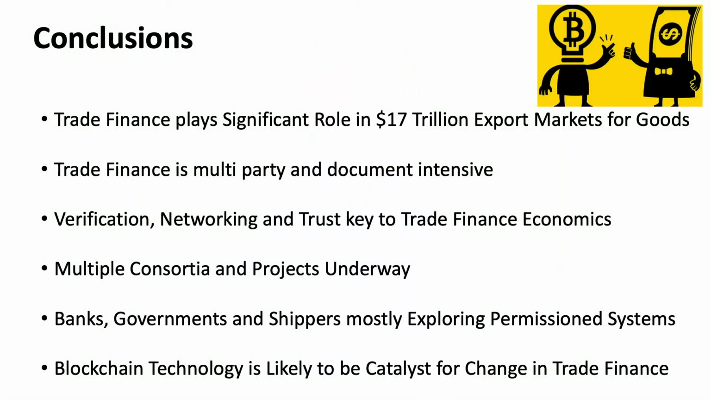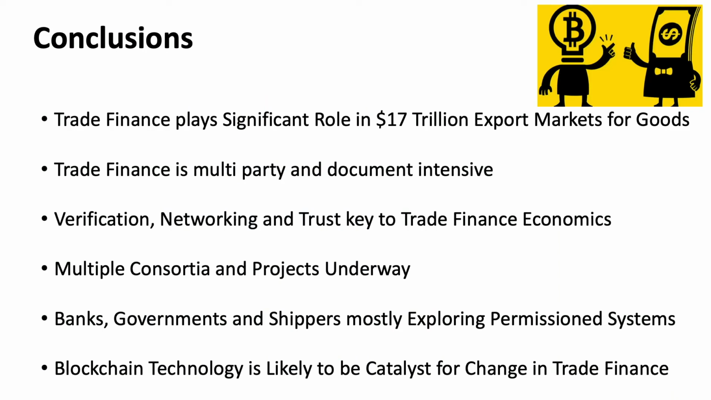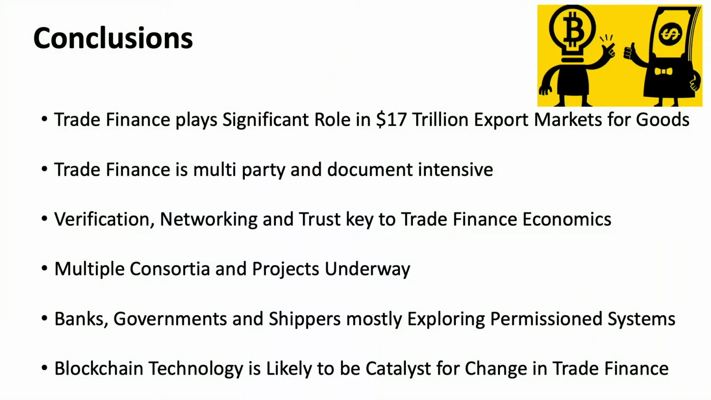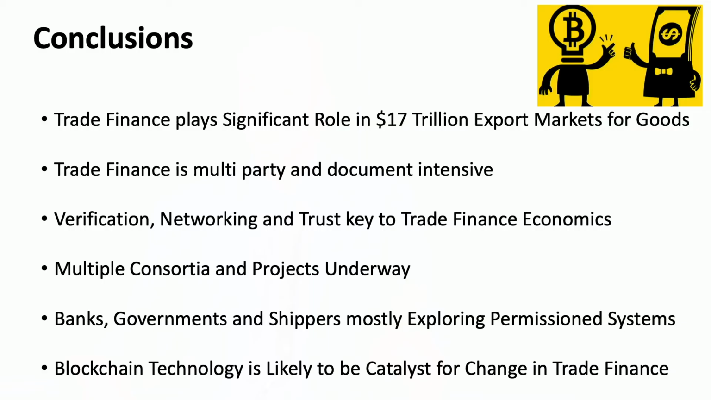So trade finance, $17 trillion. It's a real, very significant role that financing this $17 trillion of trade. Lots of people involved. Sort of ripe for blockchain technology. A lot of consortiums and projects underway. But they're almost all permission systems with a couple of exceptions. But it feels like it's a catalyst for change. I think that even if it's just simply because it's the way to get adoption, and I'm talking about trade finance. And then there's this related part of the supply chain management and so forth.